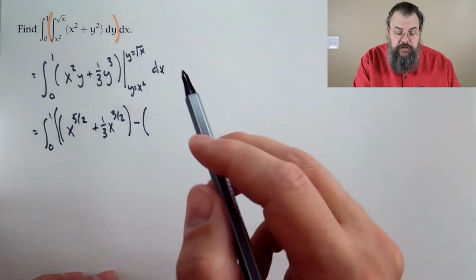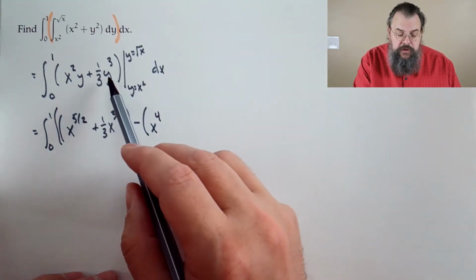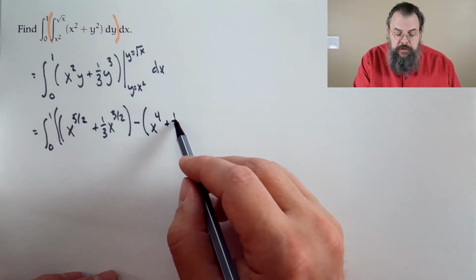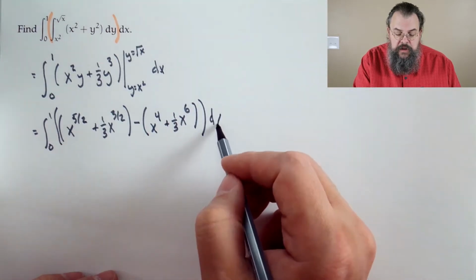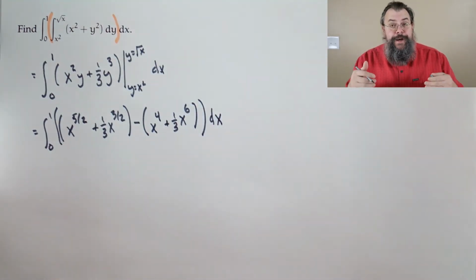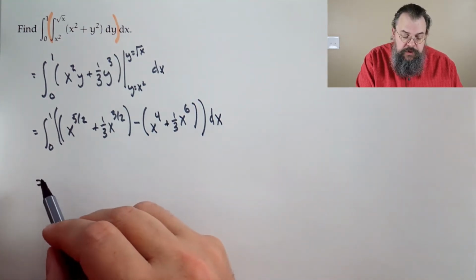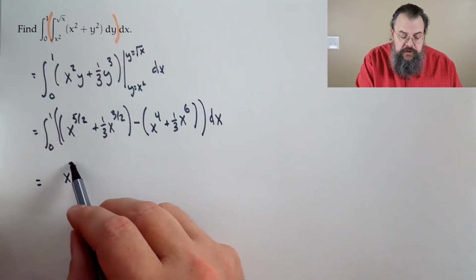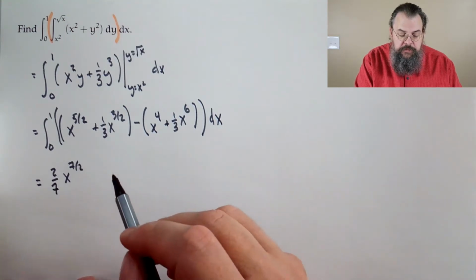X squared times x squared, x to the 4th. And then x squared cubed, well, that would be x to the 6th. So plus 1/3 x to the 6th. And there we go. One layer down, one to go. So the next layer, well, we integrate with respect to x. X to the 5 halves, integrate that. You'll get x to the 7 halves and then multiply by the reciprocal, 2 7ths.